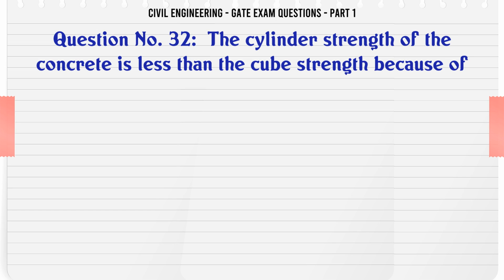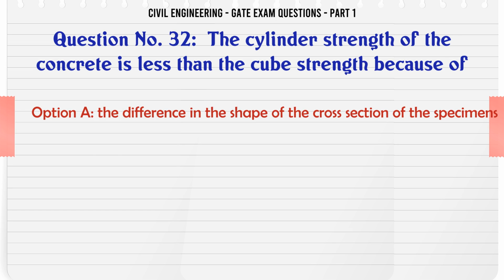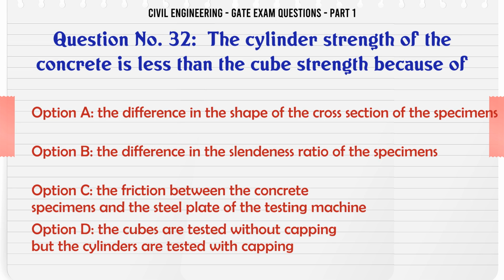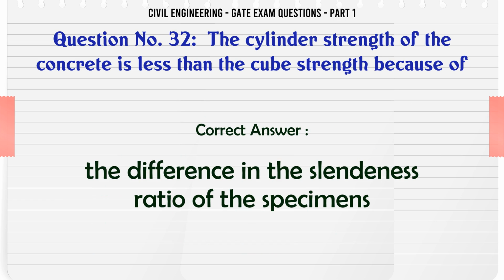The cylinder strength of the concrete is less than the cube strength because of: A, the difference in the shape of the cross-section of the specimens; B, the difference in the slenderness ratio of the specimens; C, the friction between the concrete specimens and the steel plate of the testing machine; D, the cubes are tested without capping but the cylinders are tested with capping. The correct answer is the difference in the slenderness ratio of the specimens.